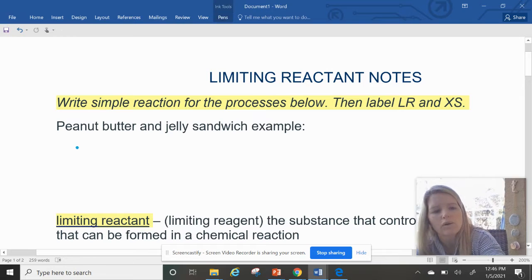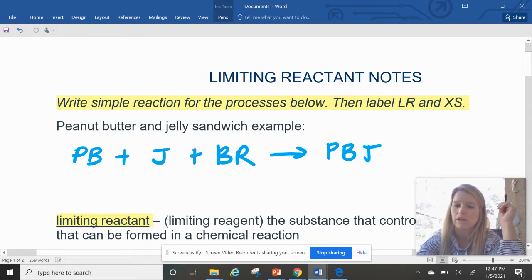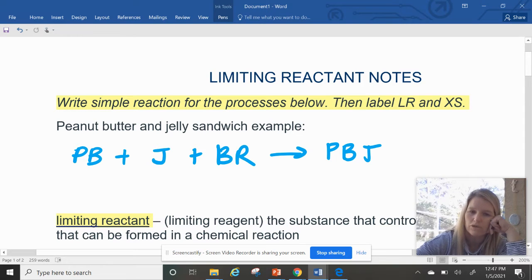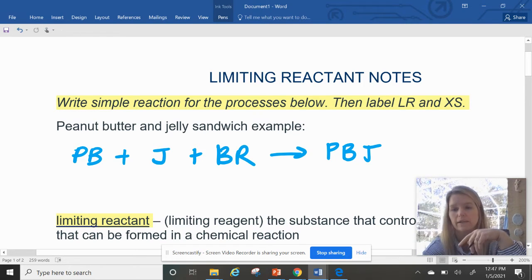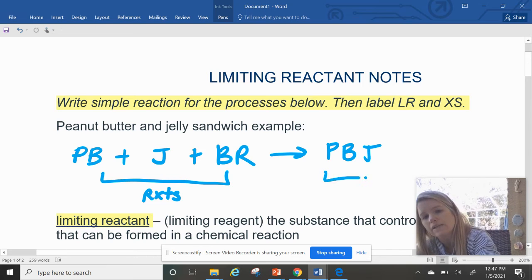Okay, so in my peanut butter jelly sandwich, I'm going to have peanut butter, I'm going to have jelly, and I'm going to need some bread, right? And all those together make my product of a PBJ. Okay, so here's my question to you. So we're starting to talk about this thing called limiting reactants. So we know that the substances on this side are called the reactants, right? I'm just going to put that for short. And this is our product, yes?